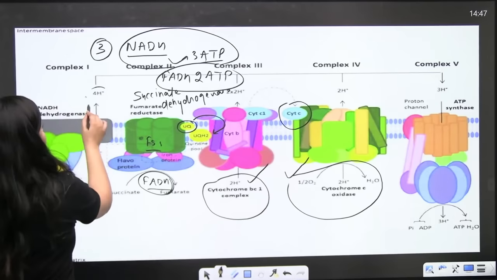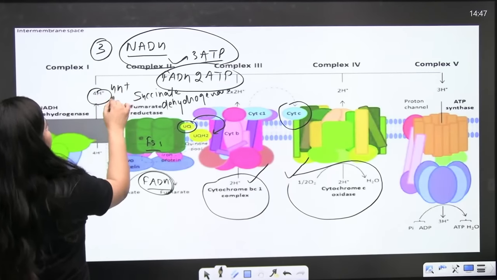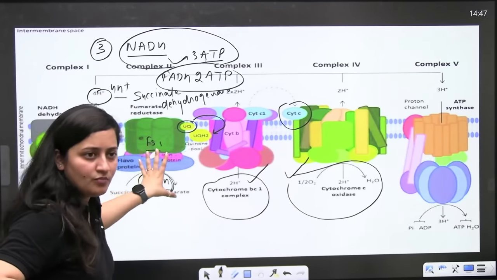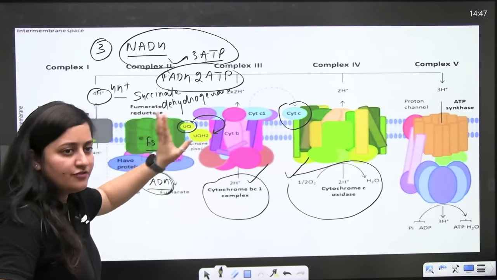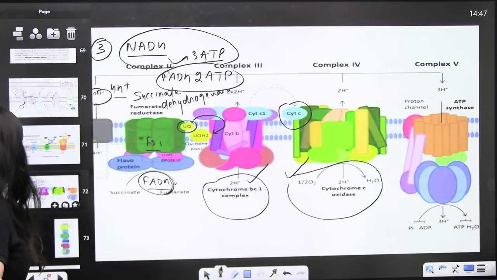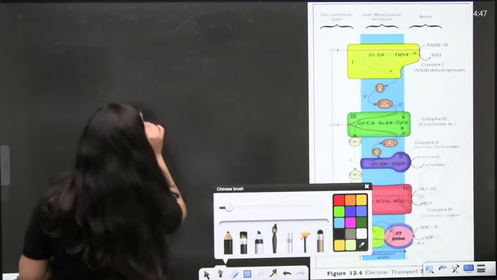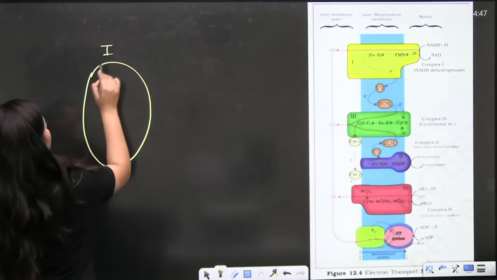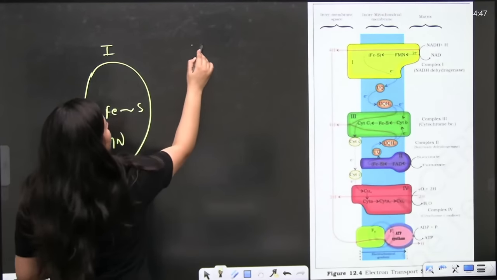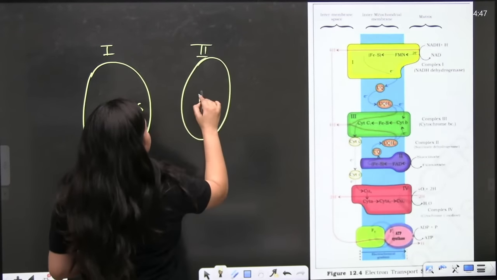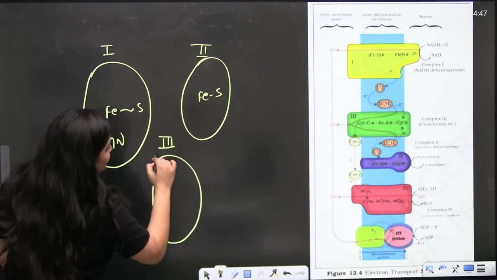And here extra, I know you must be thinking, ma'am, why here is 4H positive there? It is because of this electron movement. The detailed reason you don't need, right? As of now, you can just remember it. Okay, so look at the NCERT diagram. This is my way to revise it or remember it.